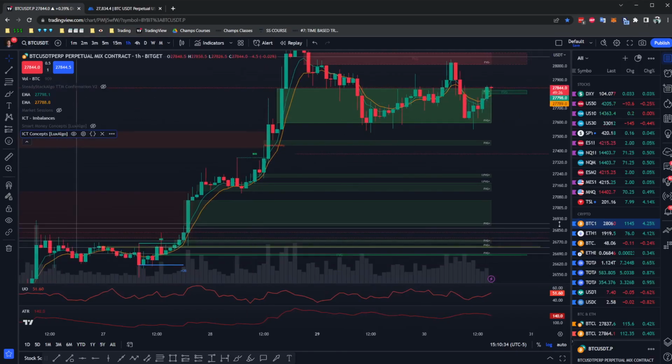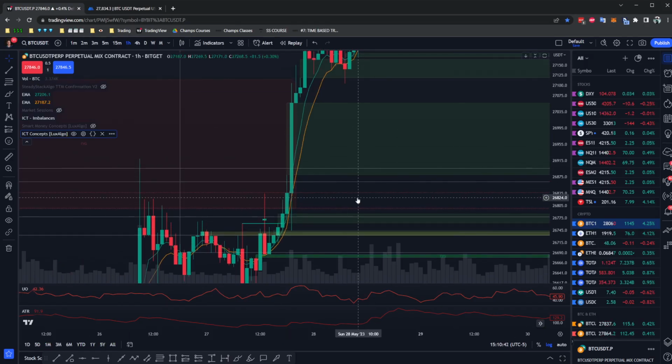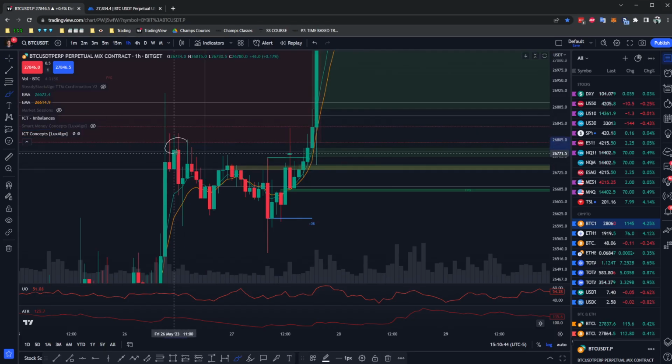So over here, as you can see, this shows an MSS, market structure shift. After we broke these highs, we went from a downtrend to an uptrend. Why? As you can see over here, we have lower low, lower high, lower low, lower high. As soon as we broke this high, this is a market structure shift. This means that we are no longer in a downtrend and we're now moving into an uptrend. And what happened after? Big move, all right?